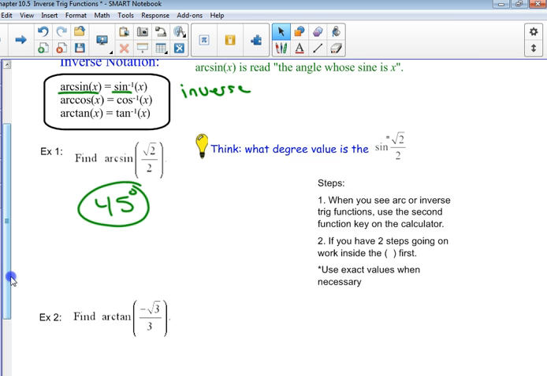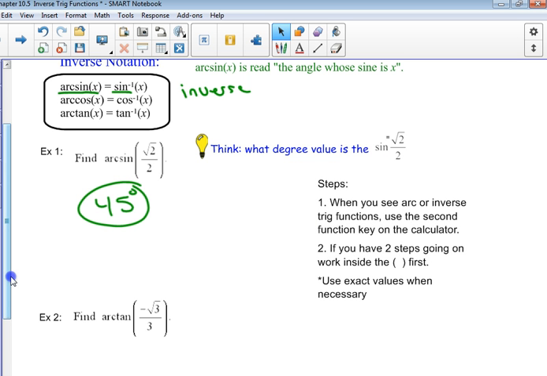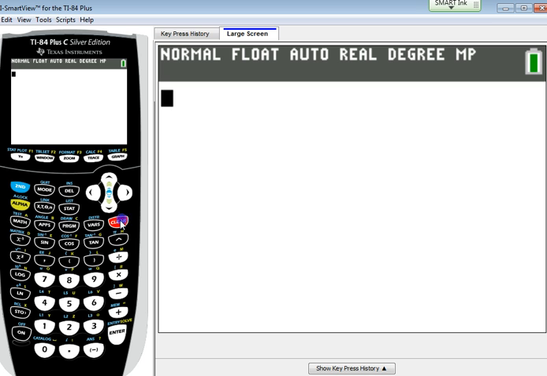Now, we could do a lot of this on our calculators. So I want to show you how you can do this on a calculator if you do not know your ordered pairs. When you see arc or the inverse trig function, we're going to be using the second function key on the calculator. So on our calculator, use second sine. See how it is sine to the -1 when it comes up? That's the same thing as arc sine.